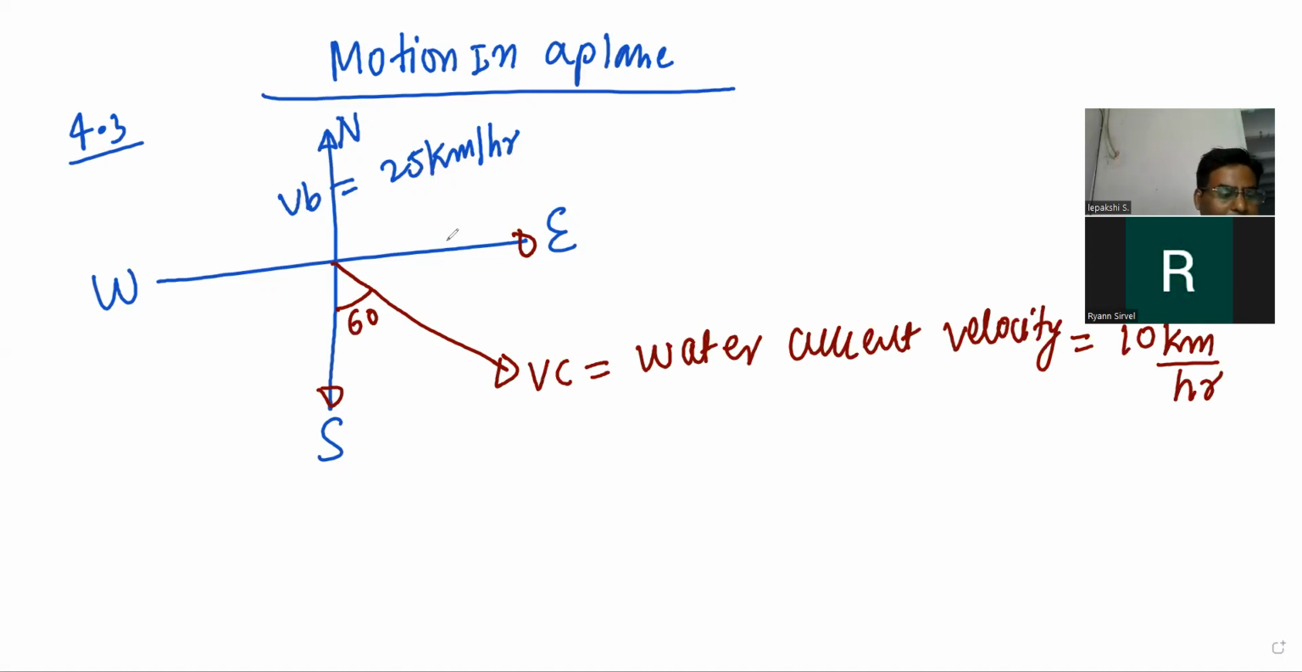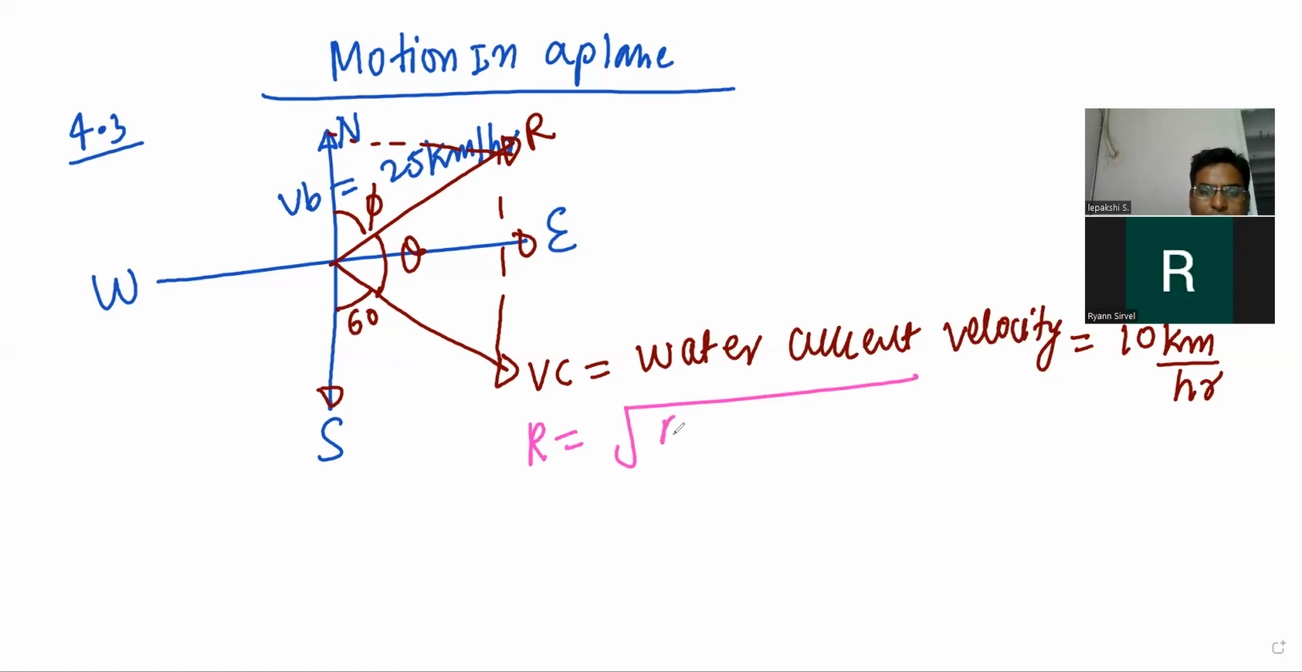So draw the parallelogram diagram. Suppose the resultant is like this. So this value represents R. So draw the diagram. The angle between the resultant and VC is theta, and this angle I will take as phi, right? And we know the cosine rule for finding the resultant, that is given by R equal to under root of A square plus B square plus 2AB cos theta.